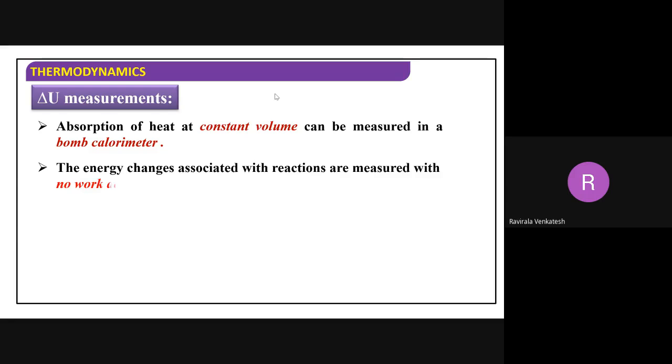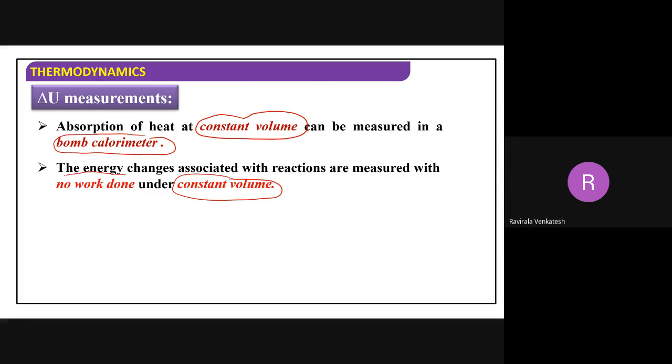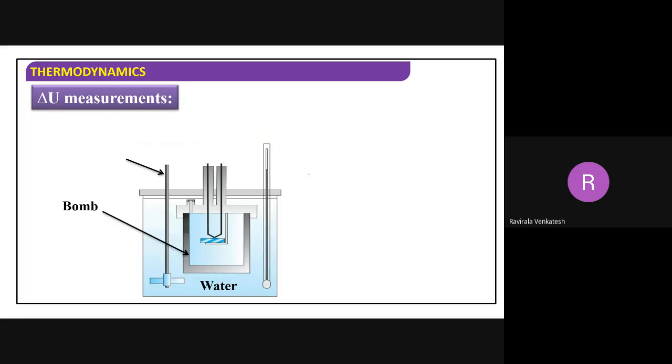Delta U measurements, if you observe, absorption of heat at constant volume can be measured in a bomb calorimeter. That means at constant volume, heat can be measured by using a bomb calorimeter. The energy changes associated with reactions are measured with no work done under constant volume. So when you're at constant volume, work done will be 0, because W is equal to P into delta V, and delta V is equal to 0. Delta V is equal to V final minus V initial, and both are the same. If it is 50, this is also 50, because we are not changing the volume here. Then it becomes 0. So work will be 0 in this case. Whenever you are doing constant volume, the work done will be 0, correct? Now this is the bomb calorimeter, beta.